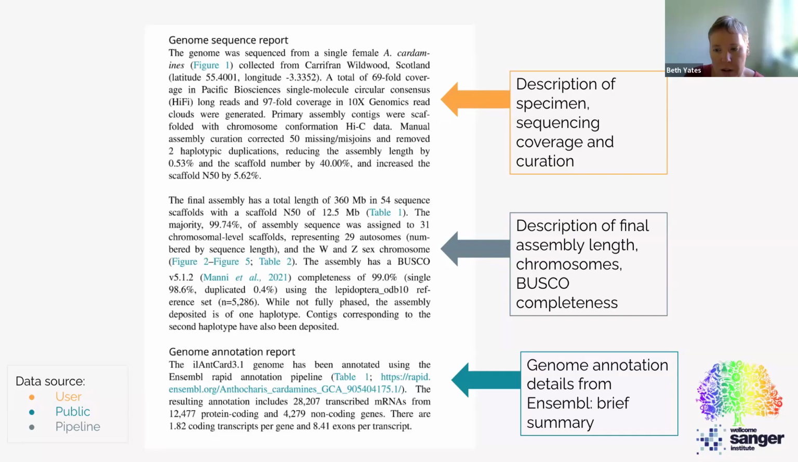We'll give a description of the final assembly length, the chromosomes, and BUSCO completeness scores. And if the genome has been annotated, we'll give a description of that process based on information that's supplied to us from Ensembl. Now, we don't always have annotation for a genome at the time we publish a genome note. So this is not something that's always included, but if the annotation has happened already, that will go into the genome note.